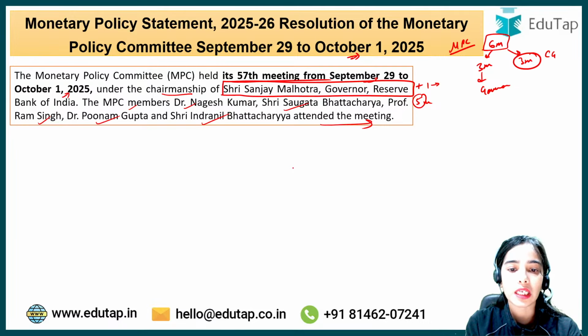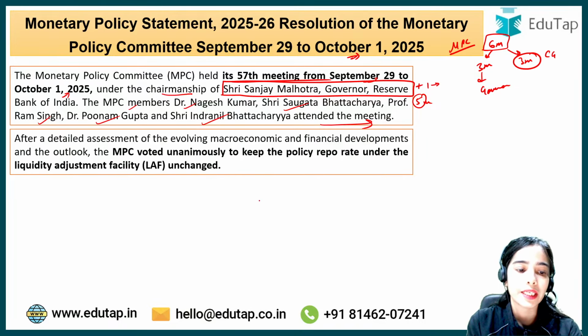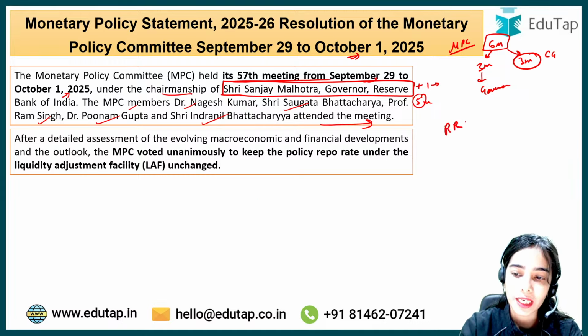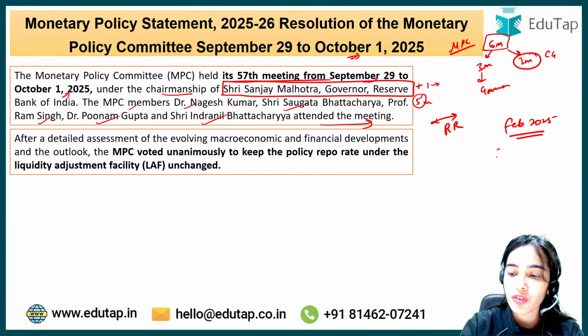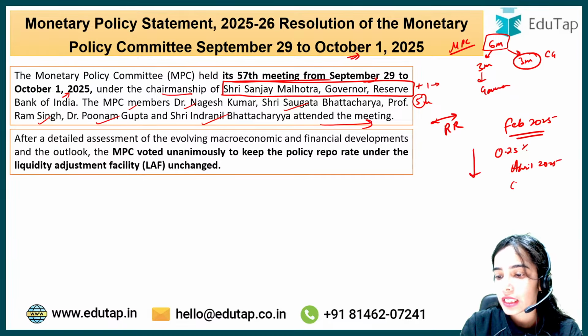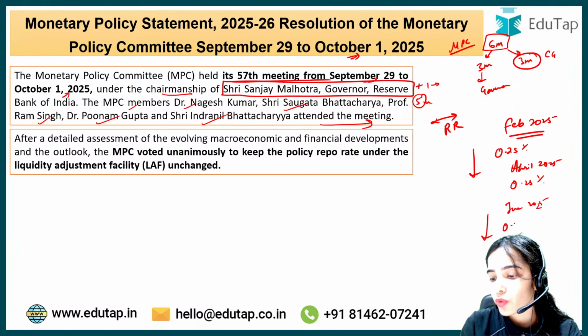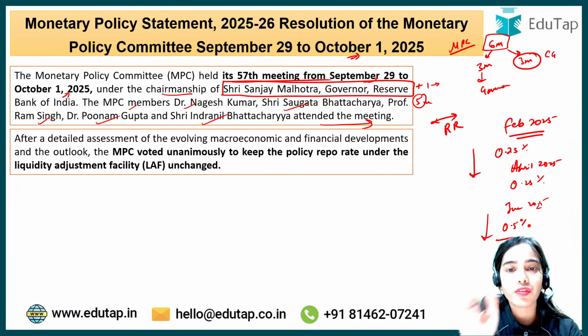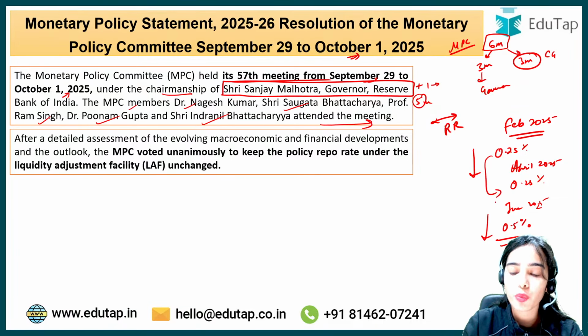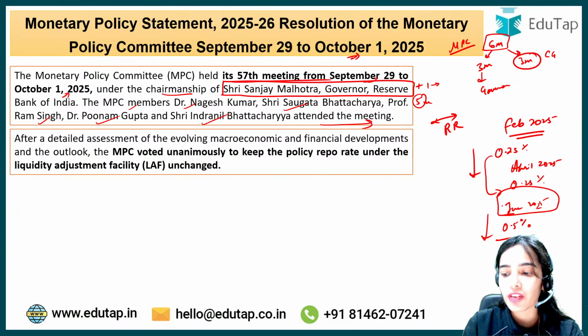And this was the 57th meeting of the Monetary Policy Committee where it has been decided to keep the repo rate unchanged. Remember that the repo rate was changed in February 2025 by 0.25%. Then in April 2025 also the repo rate was decreased by 0.25%. Then in June 2025 also the repo rate was decreased and it was decreased by 0.5%. So since February 2025 till June 2025 there was a decrease in repo rate, initially by 0.25% each in February 2025 and April 2025, and then in June 2025 also the repo rate was decreased but by 0.5%.